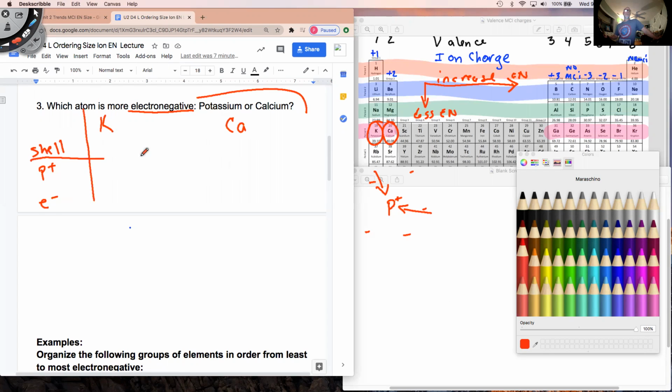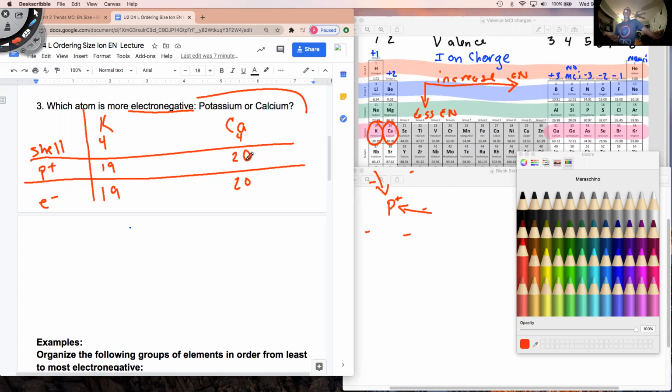Here we go. So how many shells does potassium have? Well, both of them have 4 shells. So in that case, they're even. We can't tell which one's bigger. How many protons? Potassium has 19 protons. Calcium has 20 protons. Well, there's a difference here, which means we don't even have to look at the electrons. Well, we'll look at the electrons as well, but there's more protons, which means these protons can pull in better, which means calcium will be smaller.